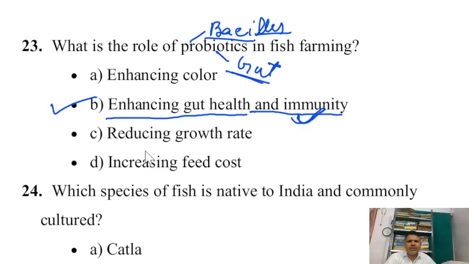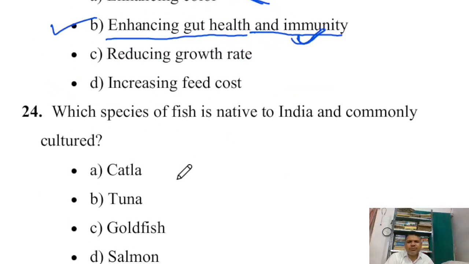Next one: which species of fish is native to India and commonly cultured? As we know, the native species of India are Indian major carps, that is Katla, Rohu and Mrigal. Since Rohu and Mrigal are not given here, the correct option here is Katla.